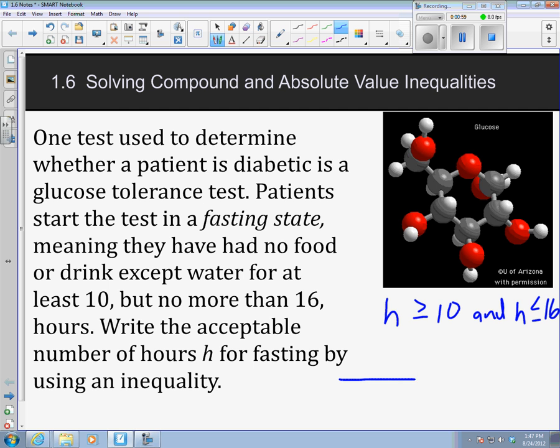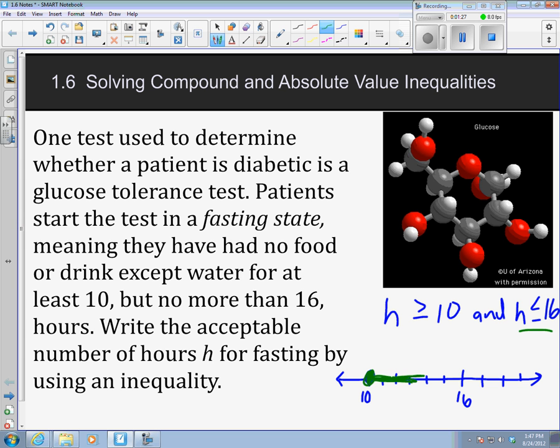A lot of times when we work with inequalities, especially compound inequalities, we're going to work with a number line. The numbers we're working with are 10, 11, 12, 13, 14, 15, and 16. It says H is greater than or equal to 10, so we're going to color it in. Actually, I'll make it a different color. There it is, and everything going in this direction is greater than 10.